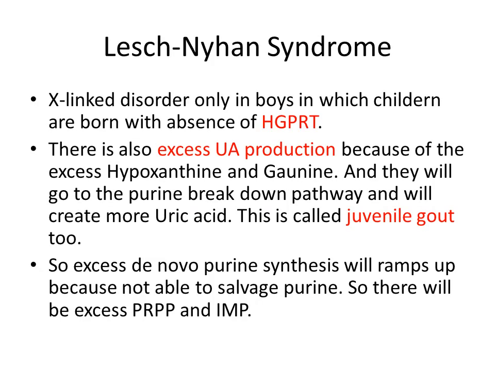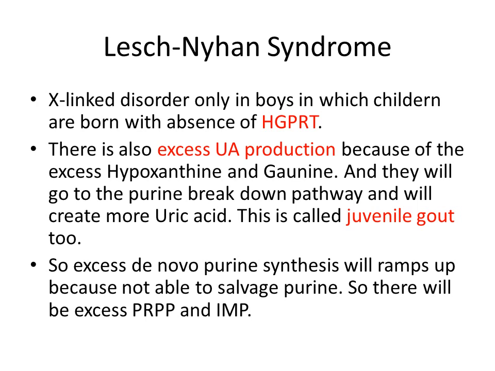The last disorder we are going to talk about is Lesch-Nyhan syndrome, which is an X-linked disorder, occurs only in boys, in which children are born with absence of HGPRT. In absence of HGPRT, we cannot convert hypoxanthine and guanine into IMP and GMP, so there will be more hypoxanthine and guanine, and there is also excess uric acid production because the excess hypoxanthine and guanine will go to the purine breakdown pathway and create more uric acid, and this is called juvenile gout too, because it occurs only in children.